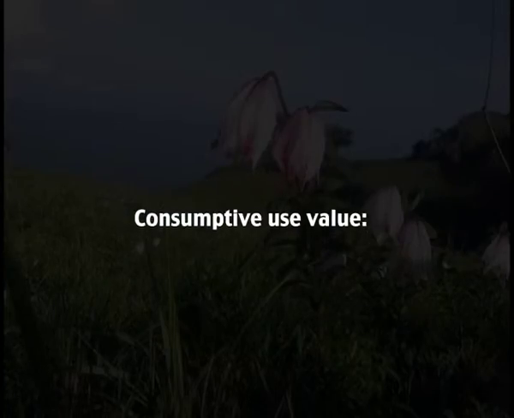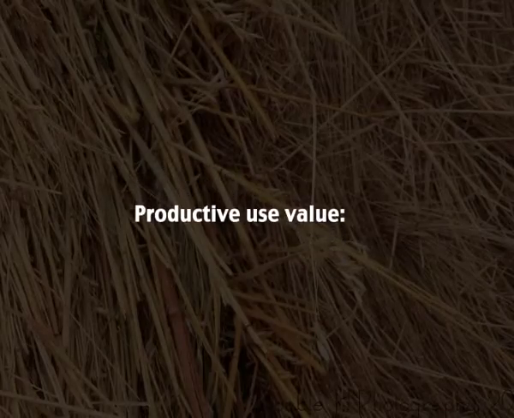Direct values can be further divided as follows. A. Consumptive use value. This can be assigned to goods such as fuel, wood, and game that are consumed locally and do not figure in national and international markets. B. Productive use value. This is assigned to produce that is harvested from the wild and sold in commercial markets, both at national and international levels.